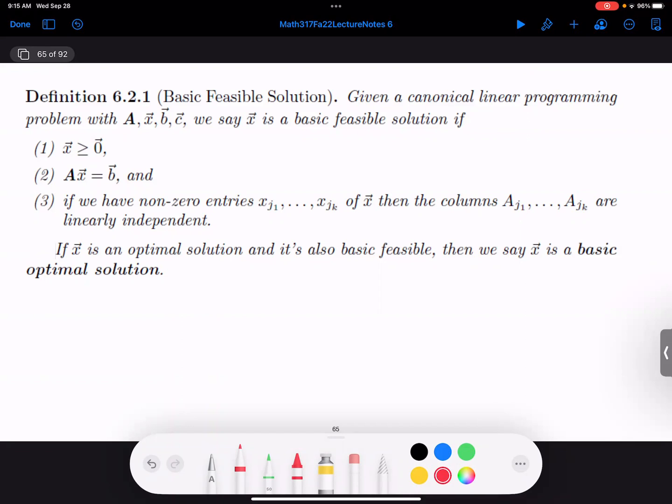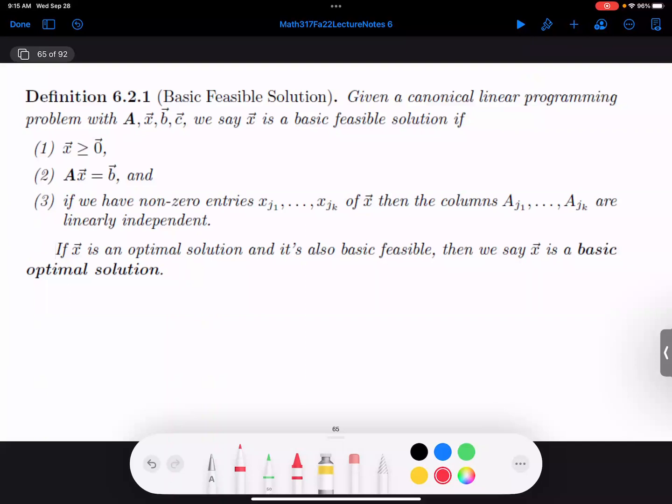You always want to think about the names that you're doing. And so when you hear a name basic feasible solution, if it's not a feasible solution, it's a horrible name. The last one is the meat. If we have non-zero entries xj1 through xjk of X, then the corresponding columns are linearly independent. So that is the new condition that moves us from a feasible solution to a basic feasible solution.